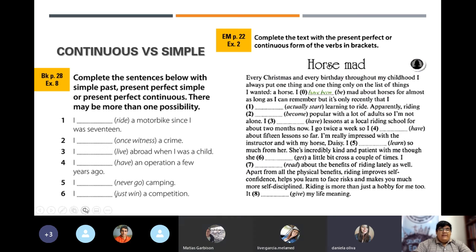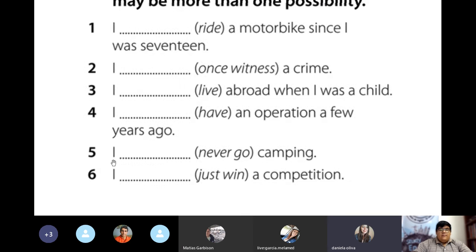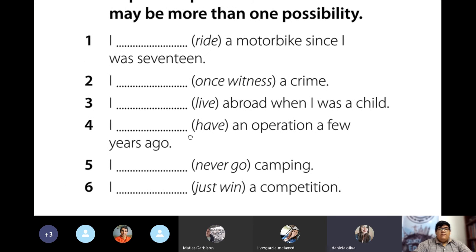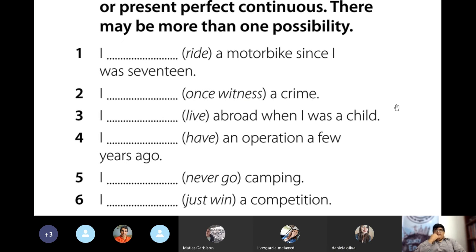I have ridden. I have been riding a motorbike since I was 17. But it's an expression. It is like that, as she says. I have been riding a motorbike since I was 17. Maybe yesterday I was 17, but that is the idea.